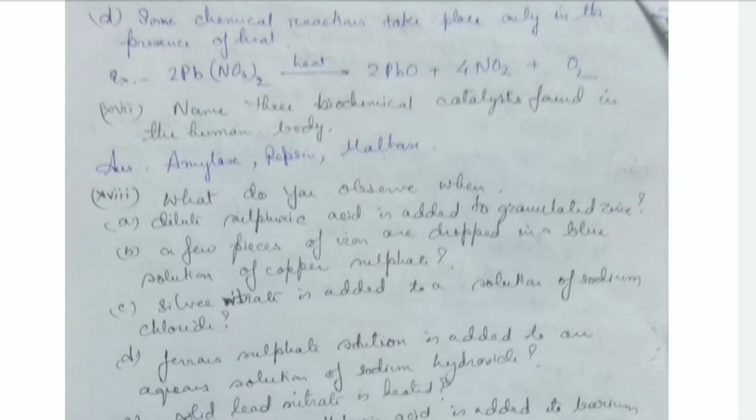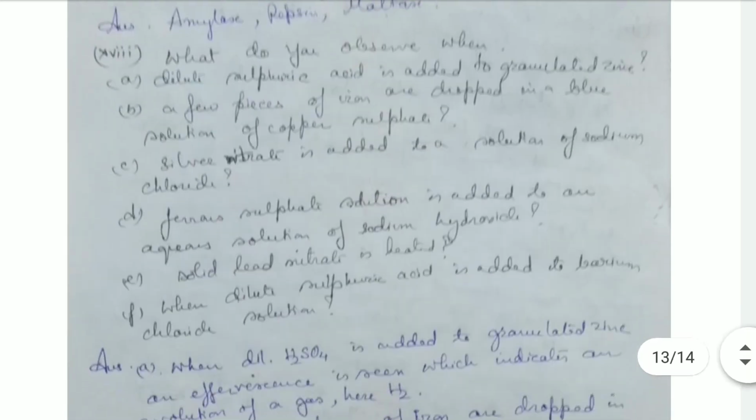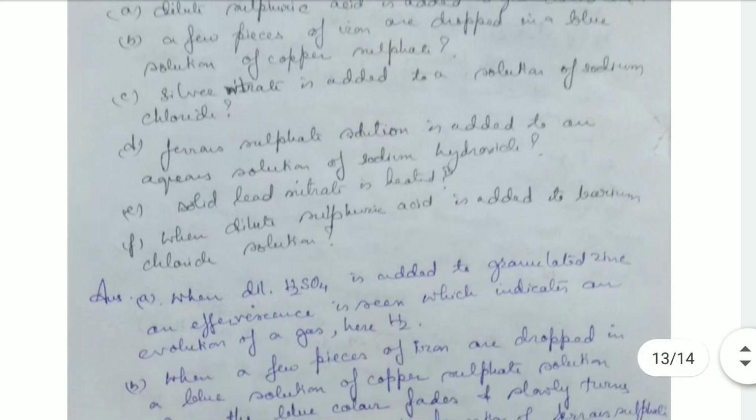Next is, what do you observe when dilute sulfuric acid is added to granulated zinc? We see an effervescence, and that indicates the evolution of hydrogen gas. Next, when a few pieces of iron are dropped in blue copper sulfate solution, the blue copper sulfate solution fades away and slowly turns light green, and a reddish brown copper deposition takes place on the iron.